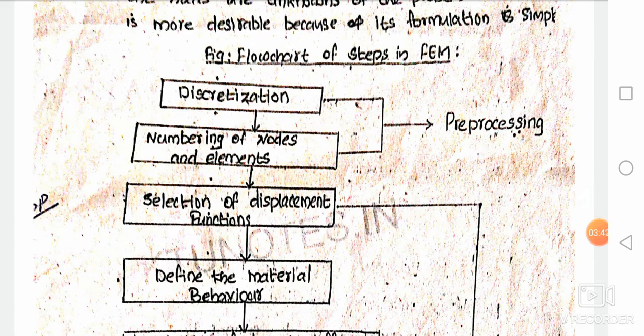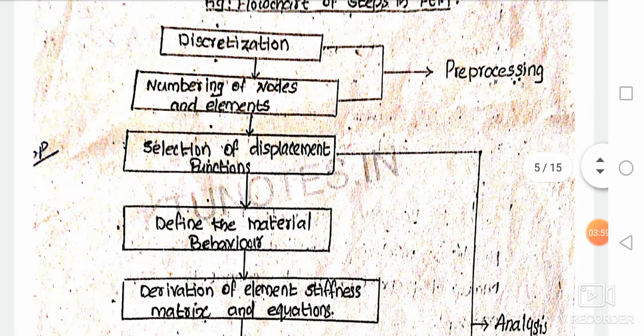The second one is numbering of nodes and elements. We divide the structure into elements, we give the elements numbers, and each element can be divided into nodes. The third step is selection of displacement functions. If we consider a linear function, we write phi of x equal to a0 plus a1x, and then we can take a polynomial function a0 plus a1x plus a2x squared, etc.